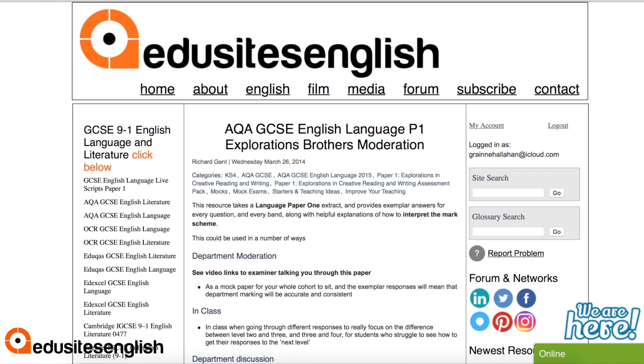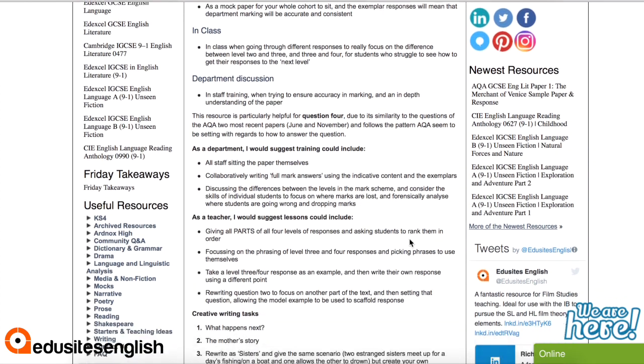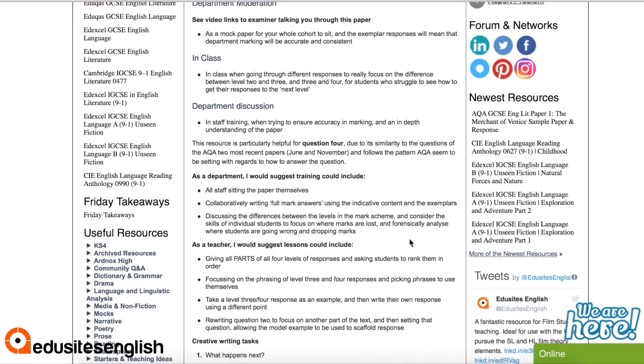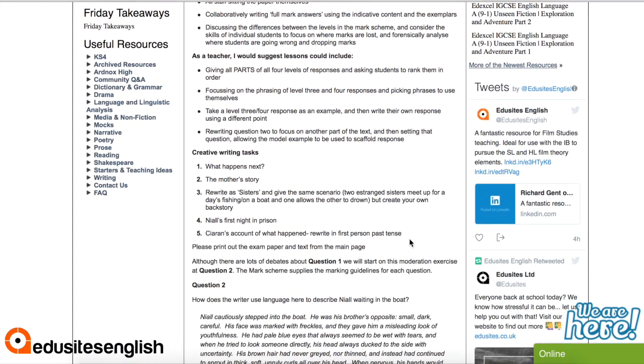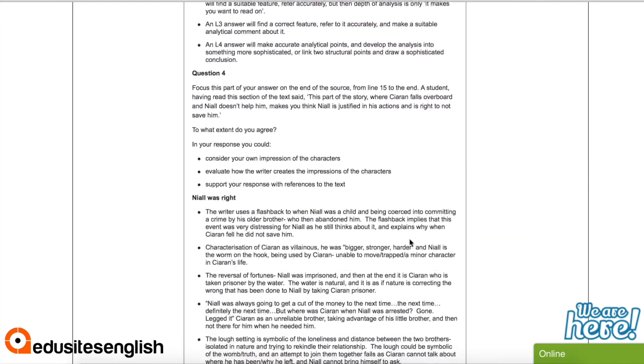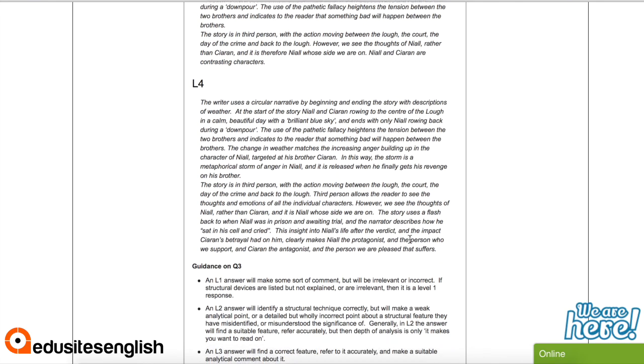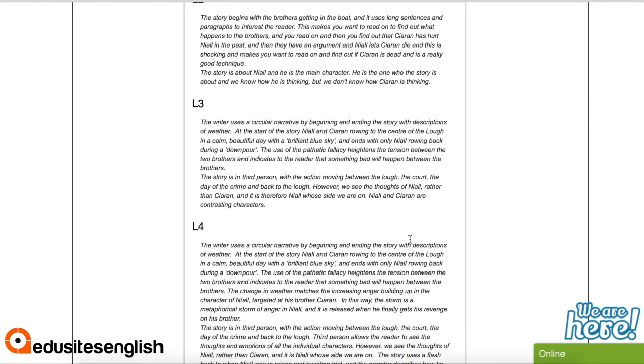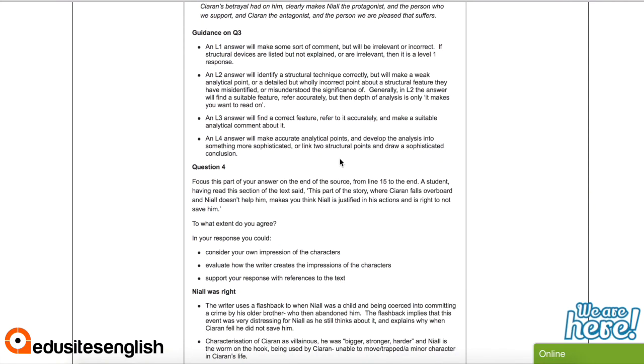Looking at the structure question, which is question 3 on the language GCSE paper. We're going to take everything that we're talking about from the Edusites English document, the Brothers Moderation booklet, which can be found here on the Edusites website. It starts off with suggestions of how to use this document in class and in your department time. And then here we've got all of the question 3 responses. So it's got one for each band and then explanations as to why they would get those bands.